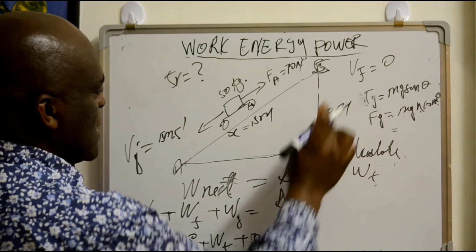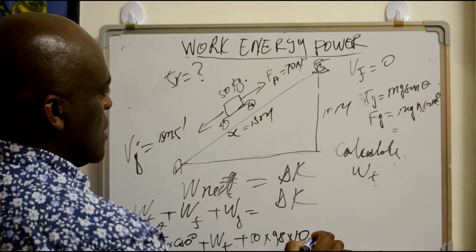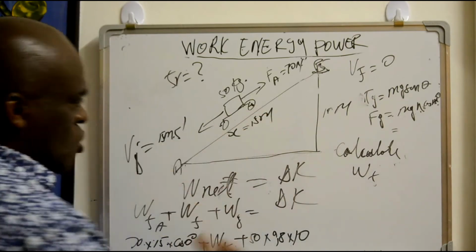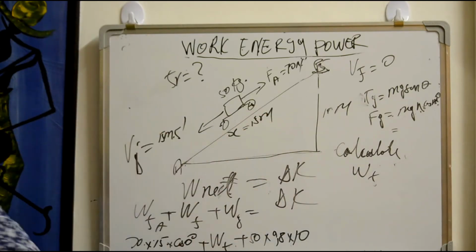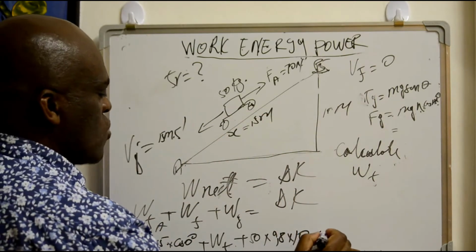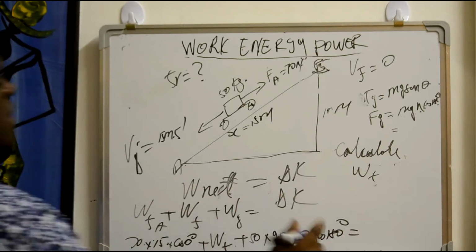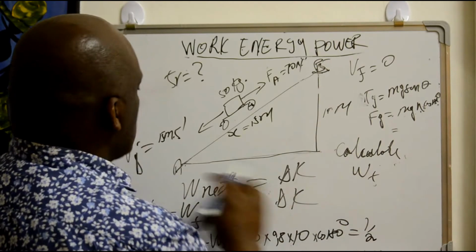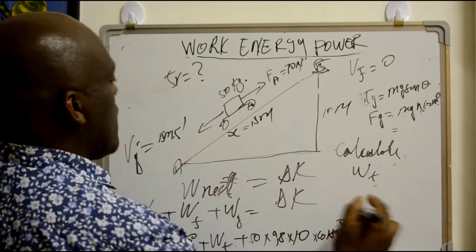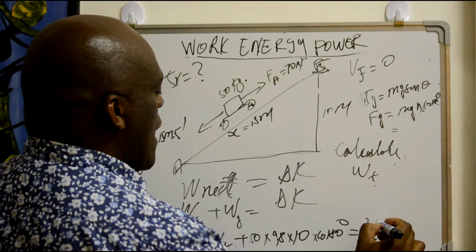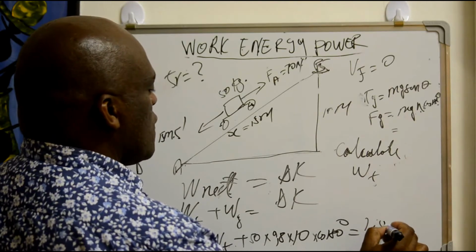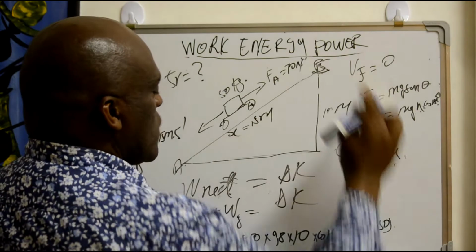What is my h? It is 10. Right. Delta. As I told you, the force of gravity is in the opposite direction, times cos what? 180 degrees. So, what is my change in kinetic energy? It is half m v. What is my mass? Half.